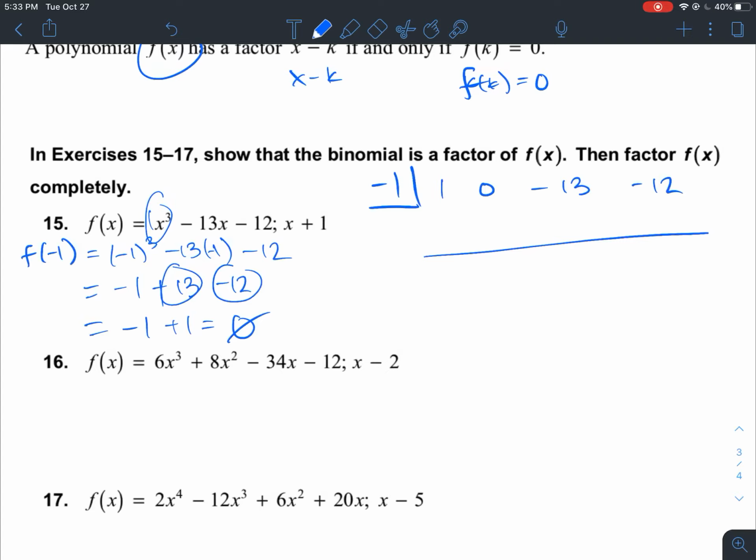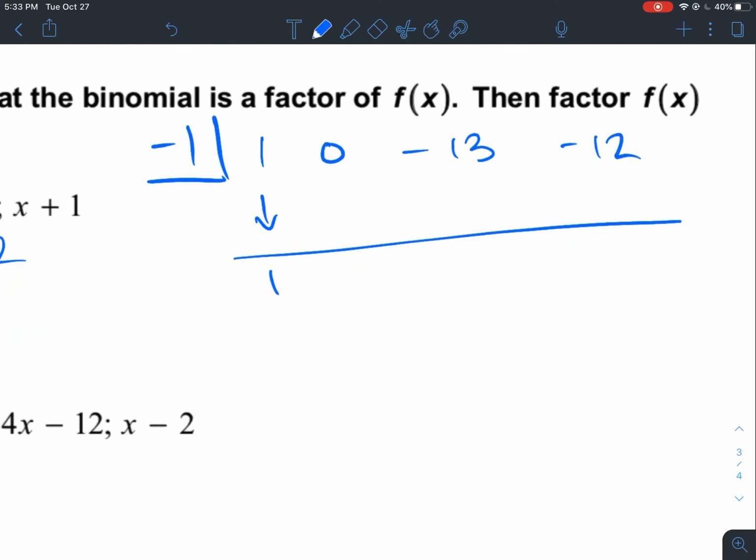And I'm going to use synthetic division, so I'm going to drop the 1 here. Okay, and then 1 times negative 1 is negative 1. 0 plus negative 1 is negative 1. Negative 1 times negative 1 is positive 1. When I add those together, I get negative 12. And then when I multiply this with this, I get positive 12, and now I get 0.